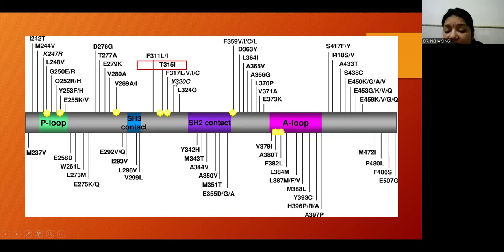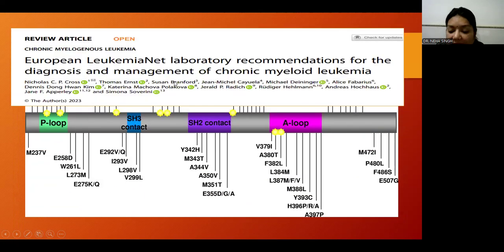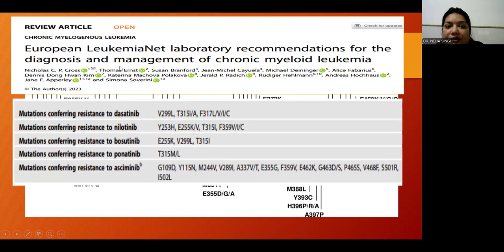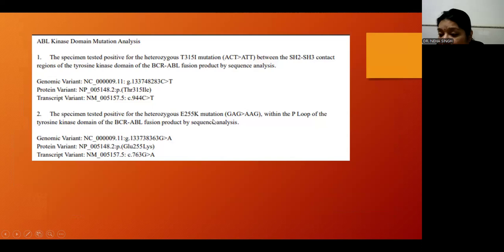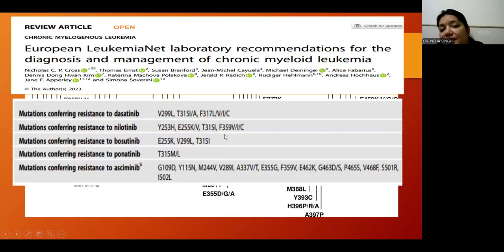Now, what is the significance of this mutation? If you see this paper, the ELN recommendations, it has been there for a long time. This mutation makes your case resistant to almost all the first and second line TKIs, including dasatinib, nilotinib, and bosutinib. This patient will respond to ponatinib as well as asciminib. So what are you going to do now? This particular case needs to be changed to ponatinib or asciminib.